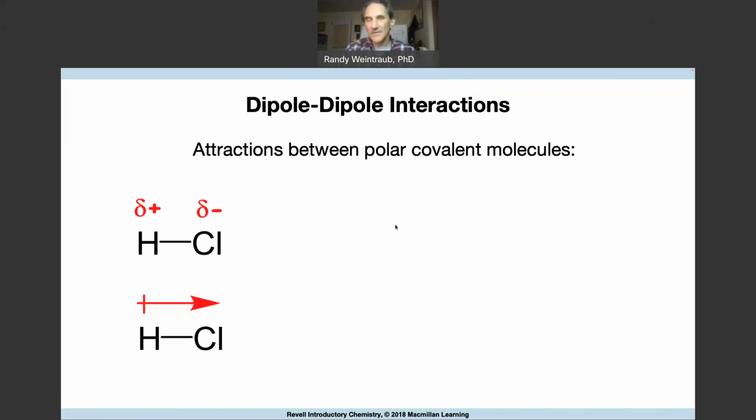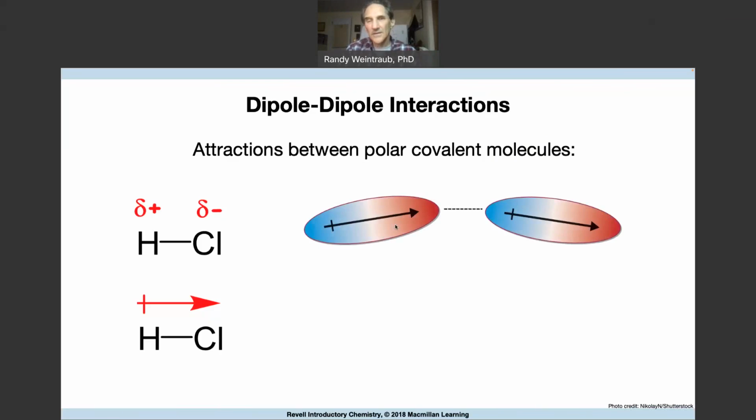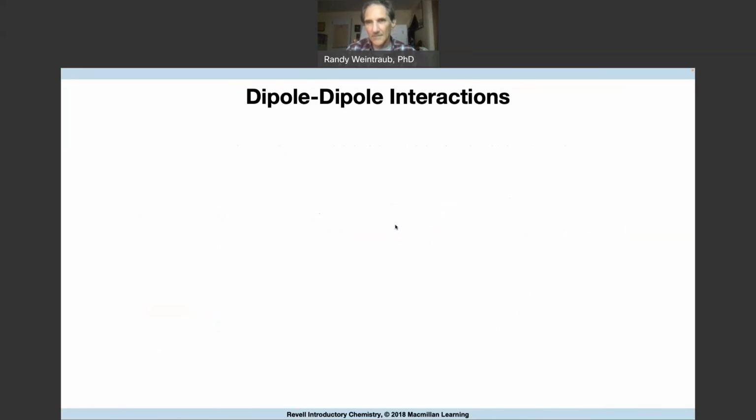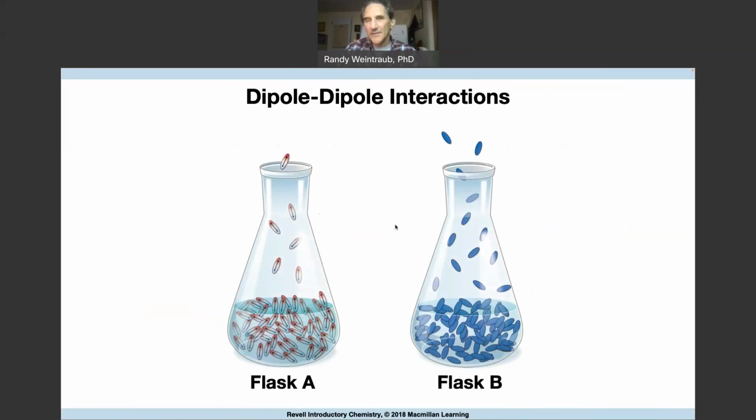If the compound has a net dipole, the molecules can stick to one another due to attraction of opposite charges, also called electrostatic attractions. This type of interaction is the dipole-dipole interaction. These interactions affect a substance's melting and boiling points.